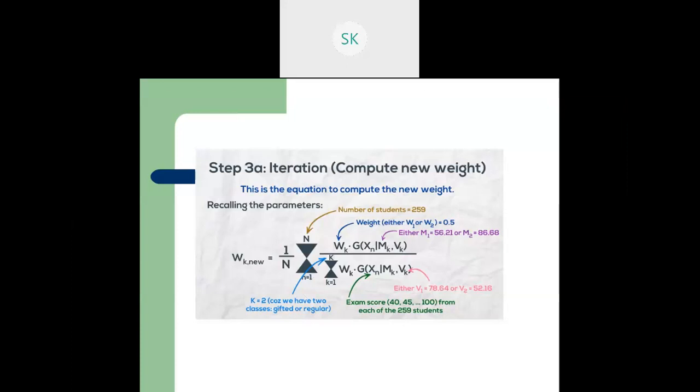Okay. So now compute the new weights of these parameters. This is the equation to compute the new weights. Recalling the parameters, W k new is the new weight. The formula is 1 by n, summation from 1 to n.